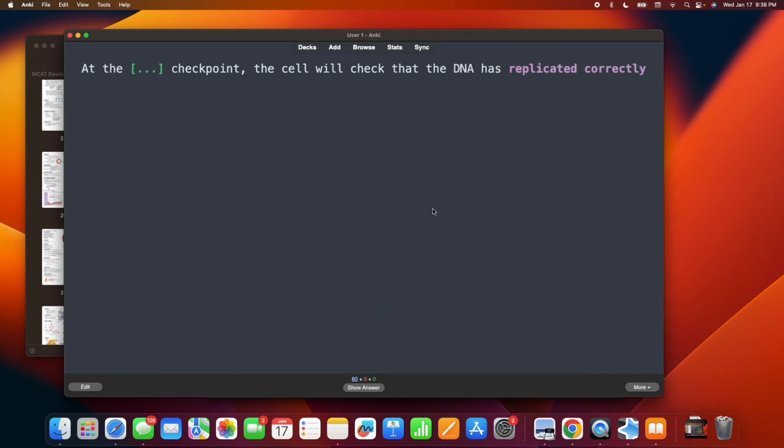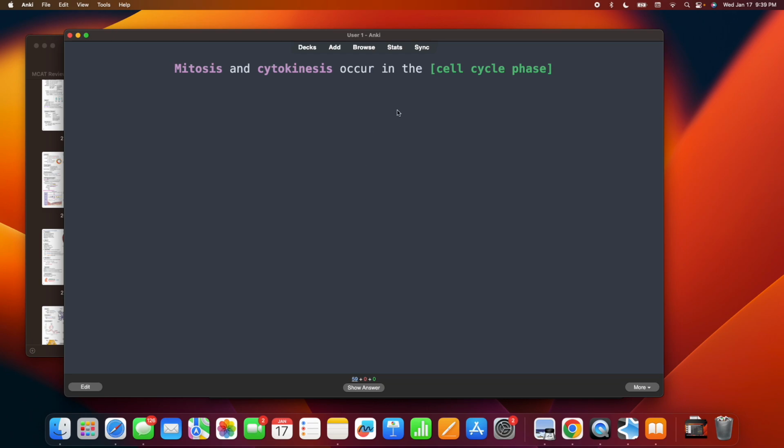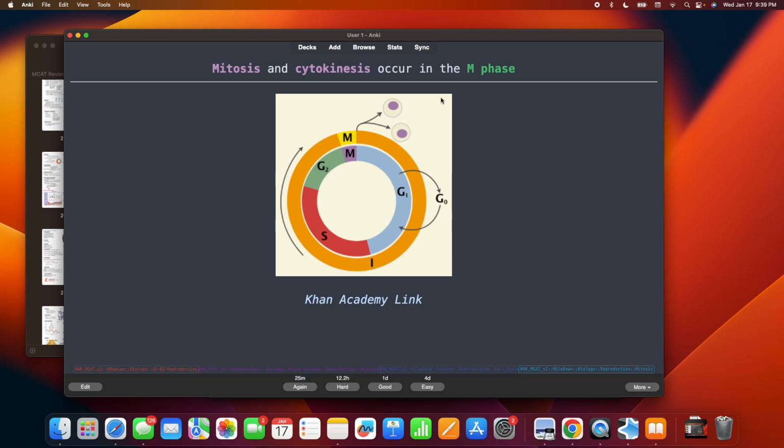At what checkpoint will the cell check that the DNA has replicated correctly? It should be the G2 checkpoint. Replication being done correctly makes sense because G2 is after S. Mitosis and cytokinesis occur in what cell cycle phase? Not interphase, M phase. So both cytokinesis and mitosis happen in M phase.